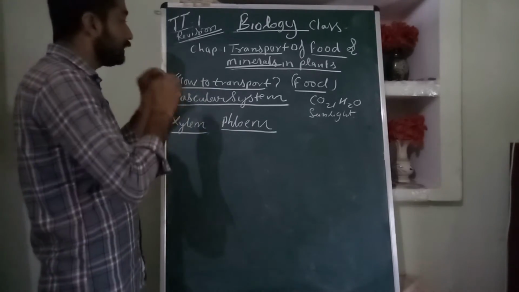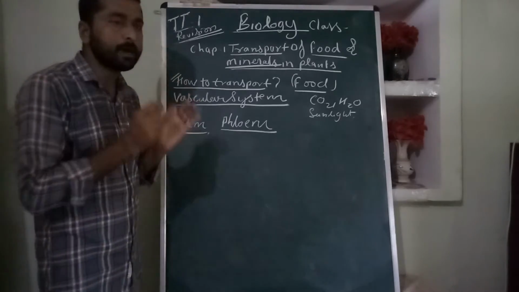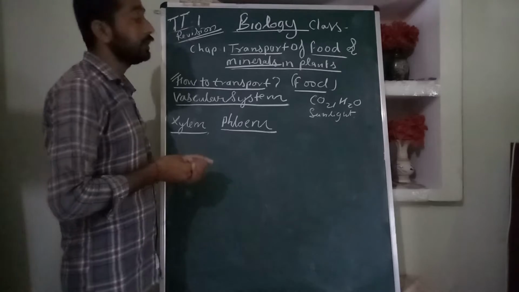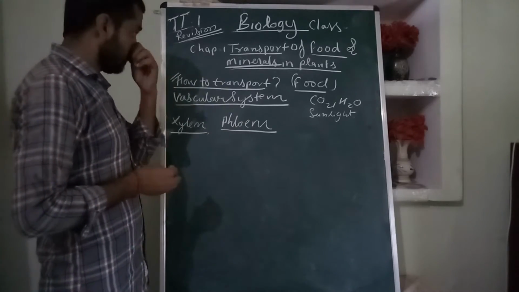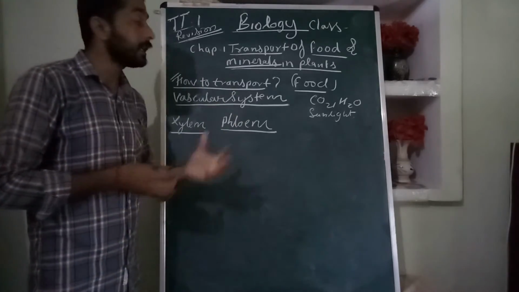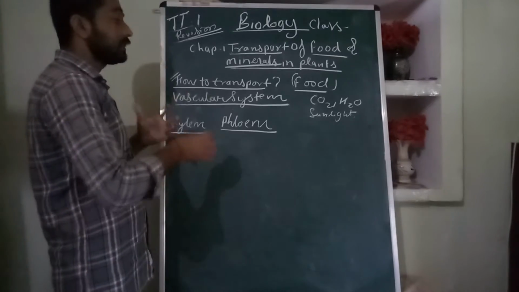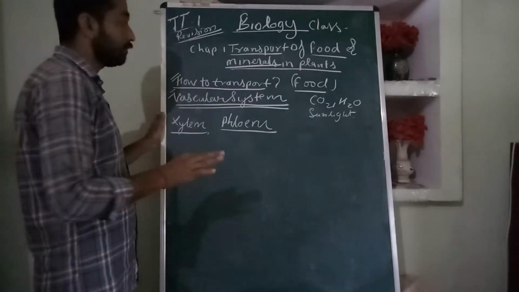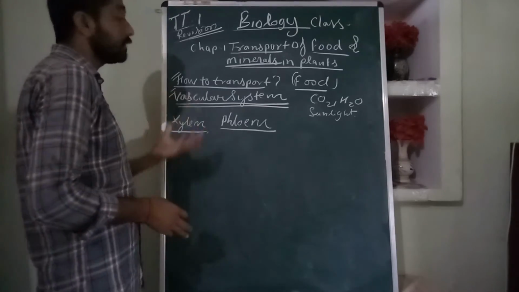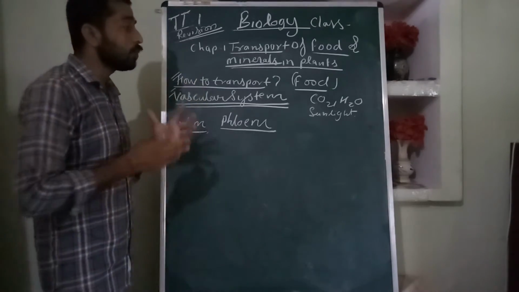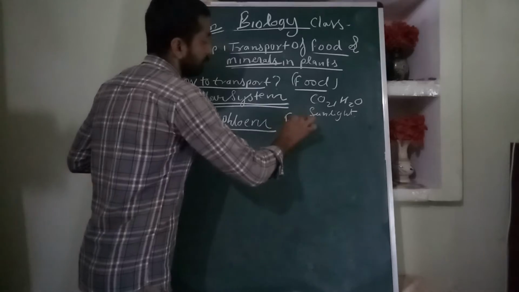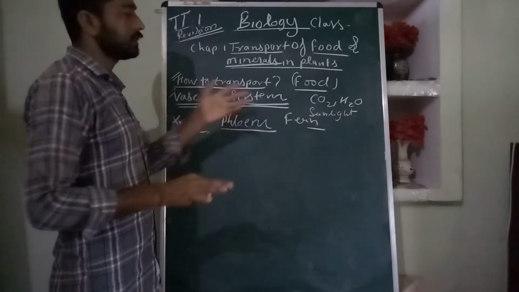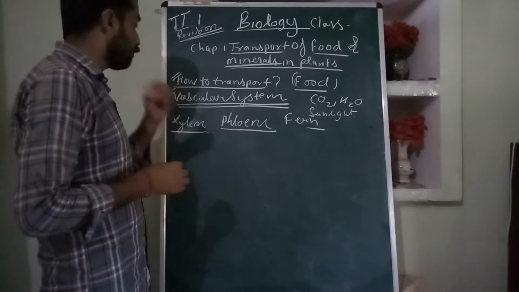Basically, students, the system which works to transport the food and raw material for the food-making process, like photosynthesis, is called the vascular system. Basically, some higher plants have a vascular system, but some lower plants like ferns have no vascular system.